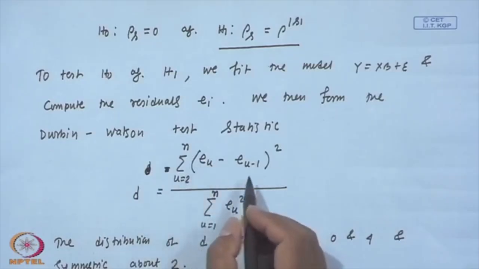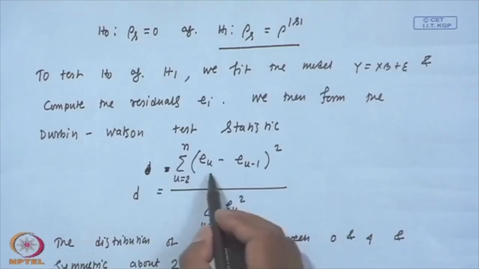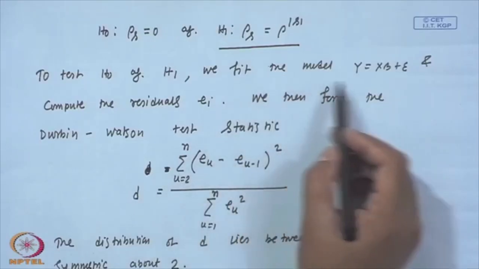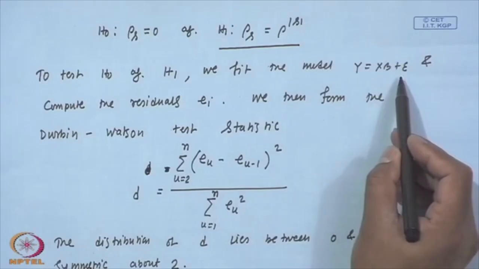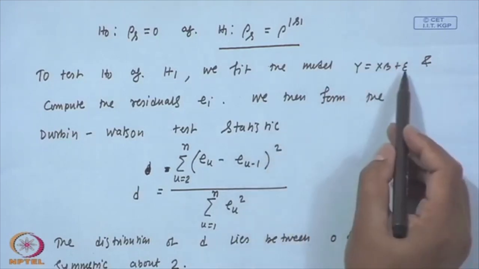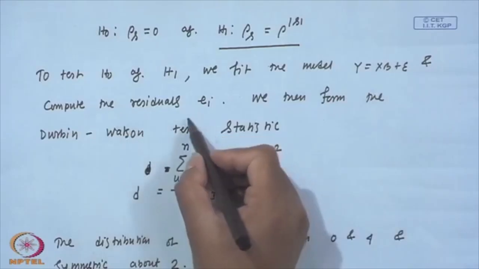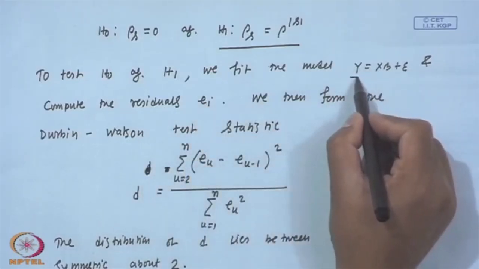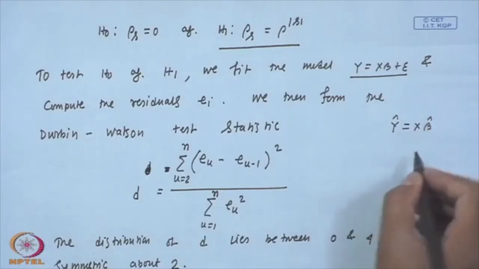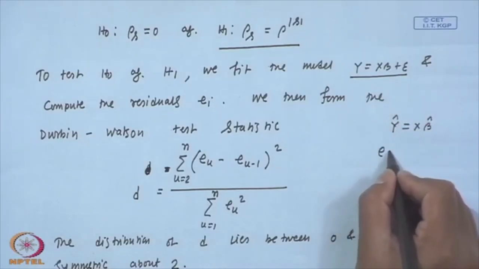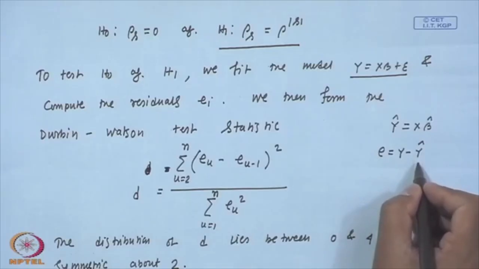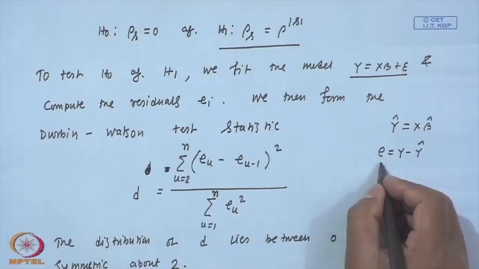Now, this involves the difference of residuals, successive residuals, as you can see here, but how to get them? Here it says that you first fit a regression model using the ordinary least squares technique, assuming that all the assumptions on the error term are true, and then compute the residuals. Once you fit this model, you get y hat equal to x beta hat. So you have the fitted model, and once you have it, you can compute e, which is equal to y minus y hat. This is the observed and this is the estimated response, and so you have all the residuals.